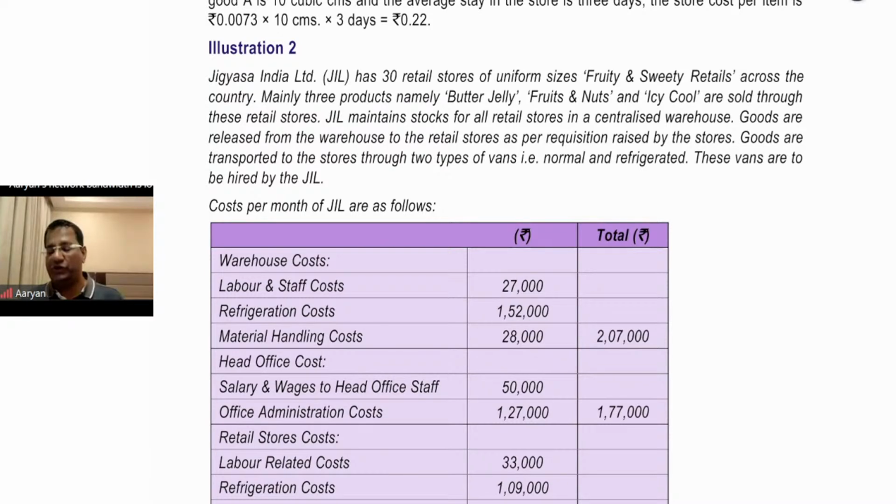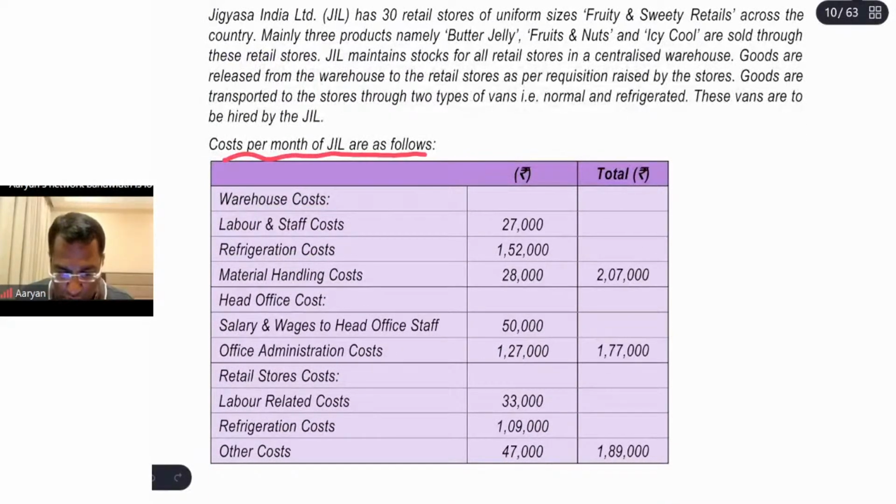So the name of the company is JIL. They're having 30 retail stores under the brand name Fruity and Sweetie Retail. They are having 3 products: butter jelly, fruit and nut, and icy cool. Whenever any of the 30 retail stores require goods, they request the centralized warehouse. The centralized warehouse dispatches goods to the store through vans, and there are 2 types of van: normal van, for products which do not require any refrigeration, and refrigerated van, for products which require refrigerating services. Okay, cost per month of JIL are as follows. So per month cost has been given to you.